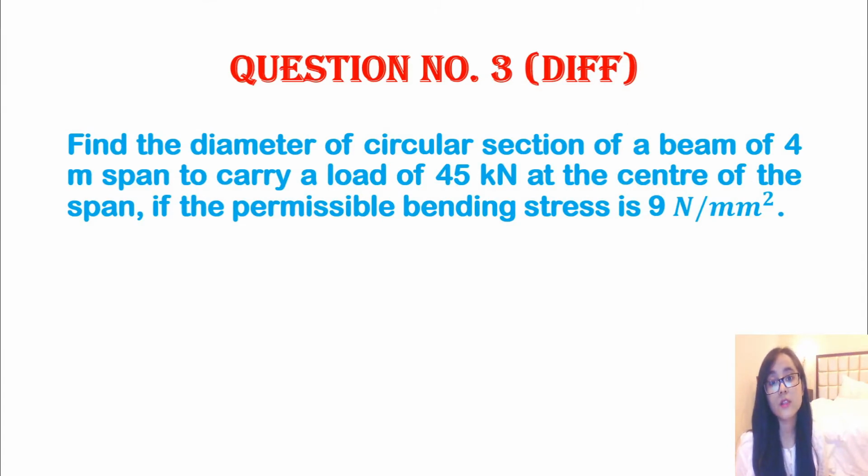Let's solve the third numerical. Find the diameter of circular section of a beam of 4 meter span to carry a load of 45 kilonewton at the center of the span if the permissible bending stress is 9 Newton per mm square. So let us see how we can solve this numerical also. Let's get going. Now let us solve the third numerical.